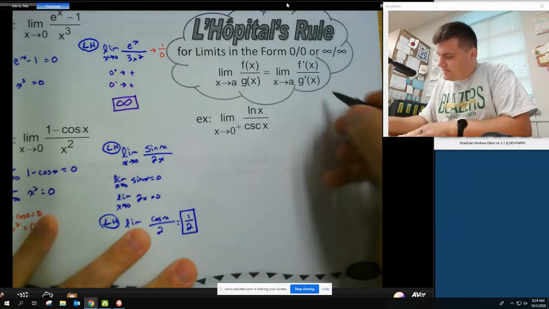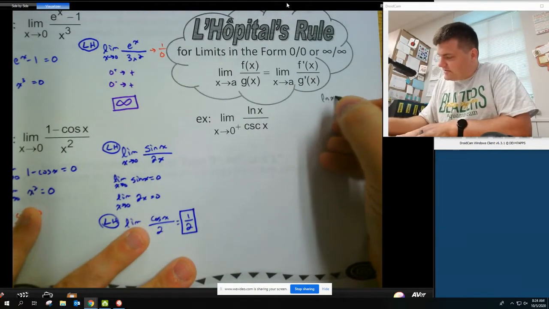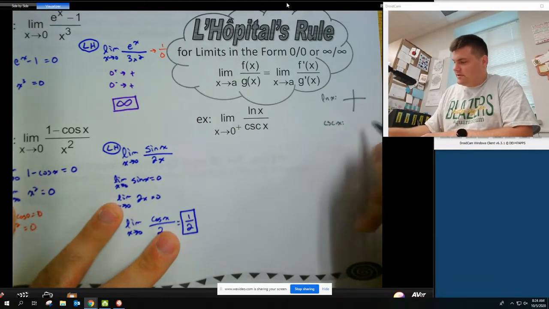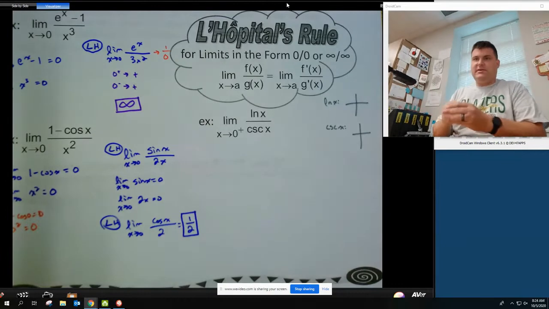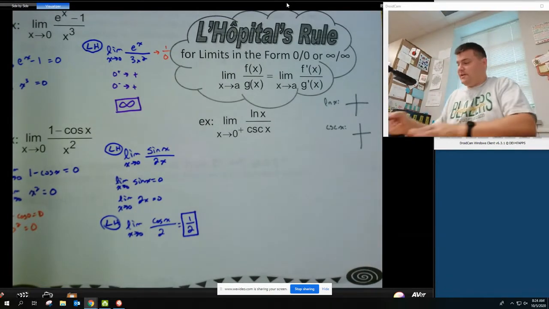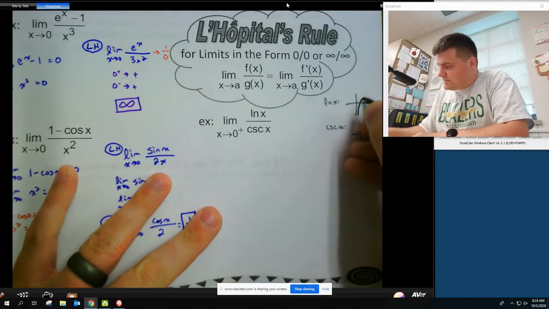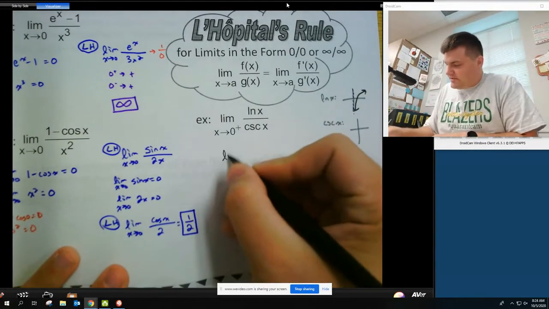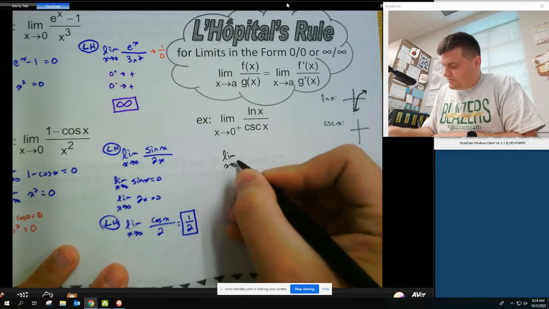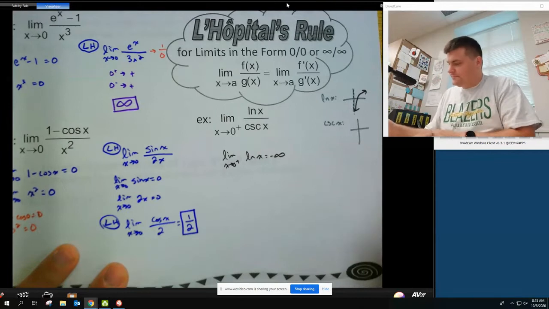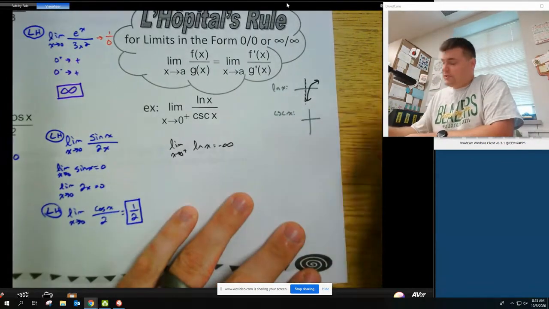So here's ln of x, and I'll show you cosecant of x real quick, because if you don't know what these graphs look like, then it's going to be really hard to tell that it actually is going to be infinity over infinity or some form of that. So ln of x looks like this, with an asymptote right there. So as you can see, the limit as x approaches 0 from the right of ln of x is going to approach negative infinity. And for cosecant, that's just the reciprocal of sine.